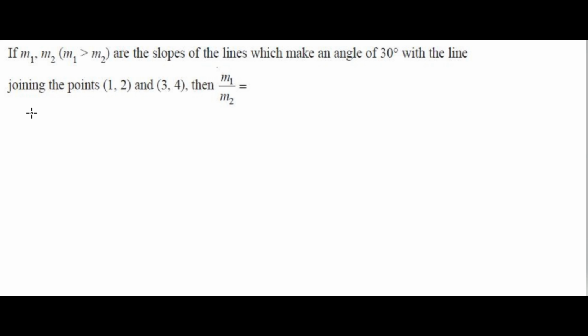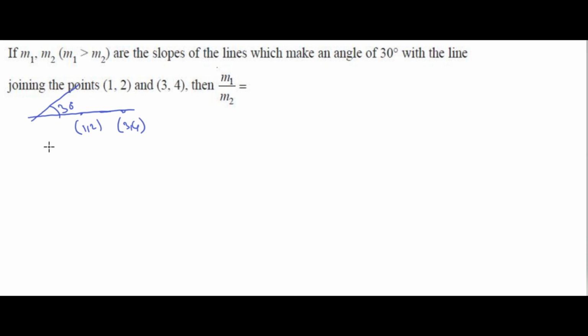Okay, if m1 comma m2, where m1 is greater than m2, are the slopes of the lines which make an angle 30 degrees with the line joining the points 1 comma 2 and 3 comma 4. Here is given the first line. This is the first line. This line is making an angle 30 degrees with the line joining the points 1 comma 2 and 3 comma 4.